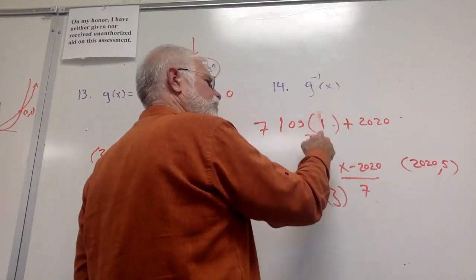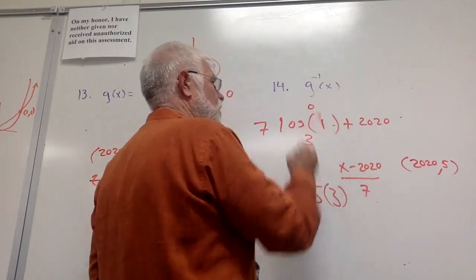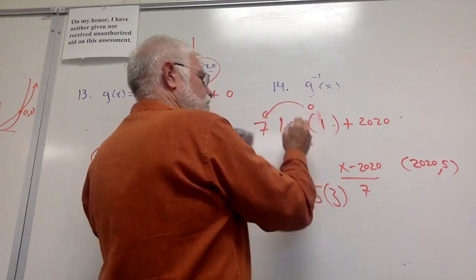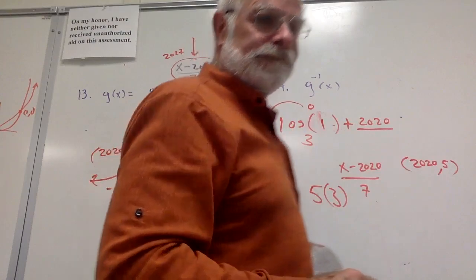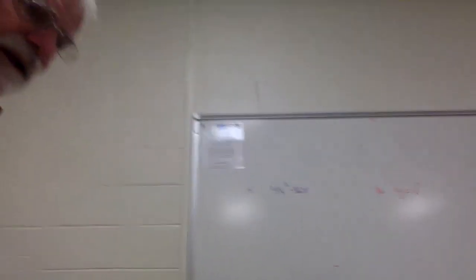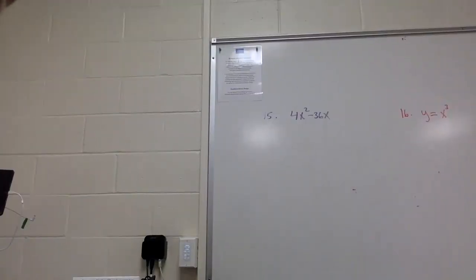What do you put on top of 3 to get a 1? A 0. What's 0 times 7? 0. I get 2020. Huh, that was the inverse. 4x squared minus 36x, I guess we're doing a product.